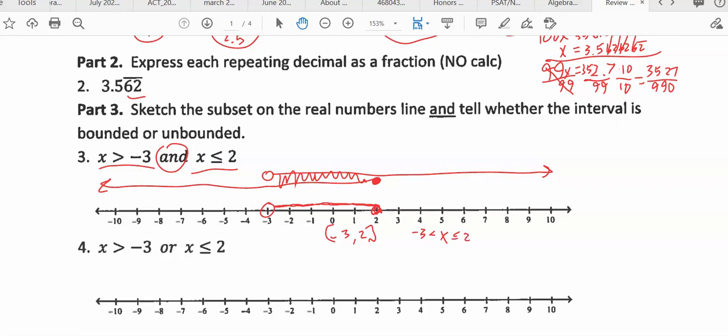So you want to simplify your answer. Don't leave your answer in that form. It can be written in a simpler way.